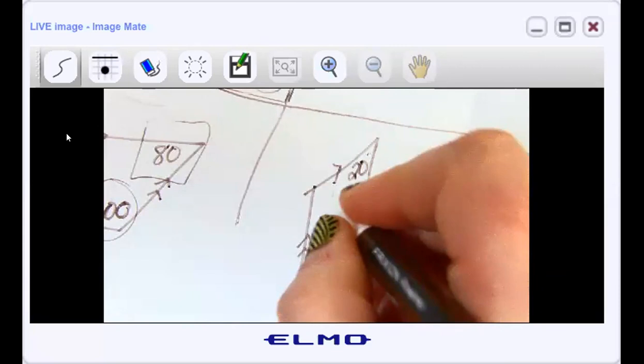Oh, did my camera just freeze? I think so. Give me one second. I'll just restart.